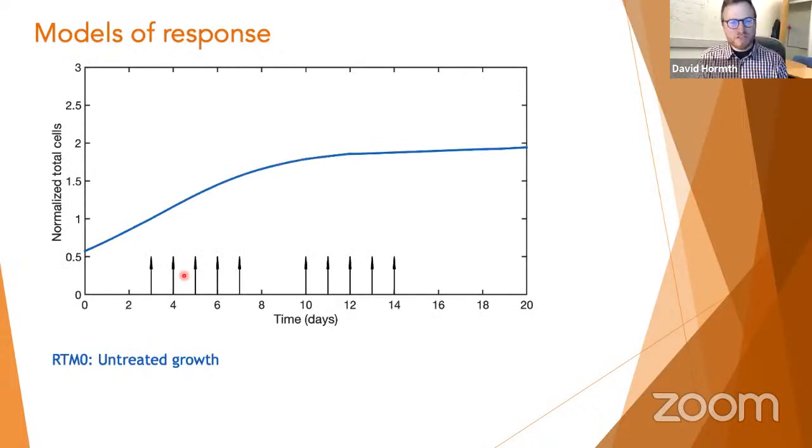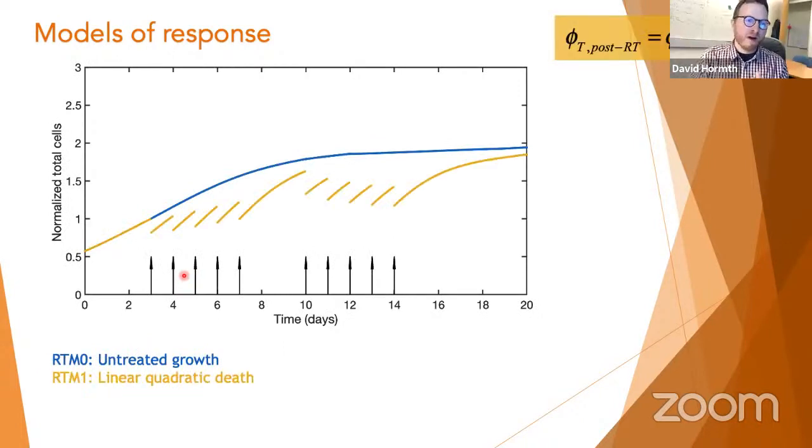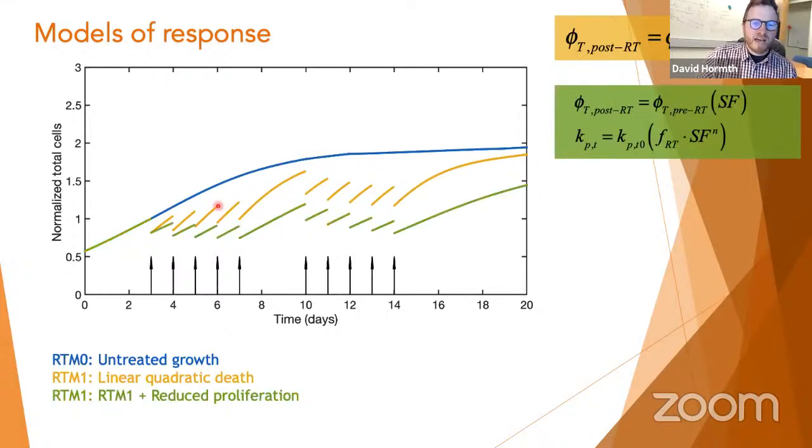So yeah, we have this model of untreated growth. The first radiation therapy model that we included is this linear quadratic model, which is one of the most standard ways to model response to radiation therapy. The way this is typically applied is that immediately after radiation therapy, we have a removal of tumor cells or some tumor volume, and the tumor shrinks, and then it regrows, shrinks, regrows, shrinks, regrows. The next model still consists of that linear quadratic term, but we also have reduced proliferation. So it shrinks and then regrows at a slightly different rate following each fraction of radiation therapy.